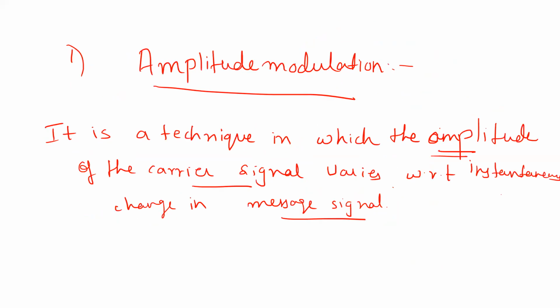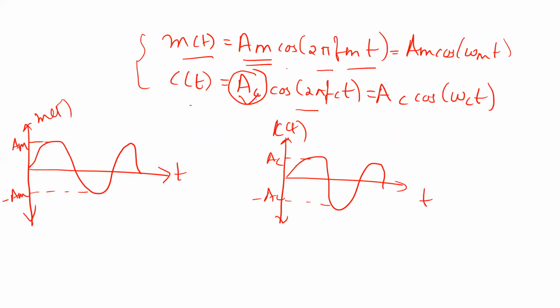Then we learned about the first kind of modulation, amplitude modulation. I have not gone in depth on this because the requirement was frequency modulation. If required, we can take it later. What is amplitude modulation? It is the process in which the amplitude of the carrier signal, as I told you there can be amplitude, frequency, or phase, varies with instantaneous change in the message signal. I'll give you an example.